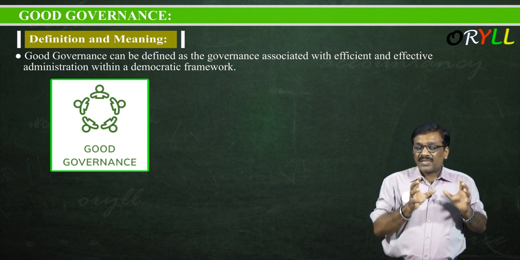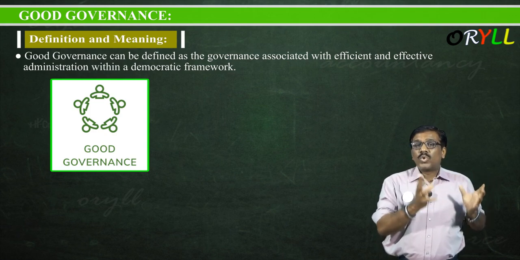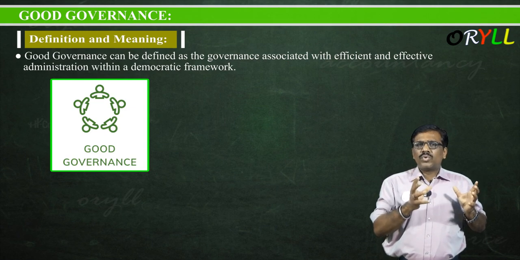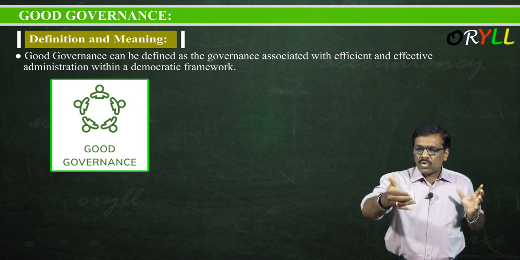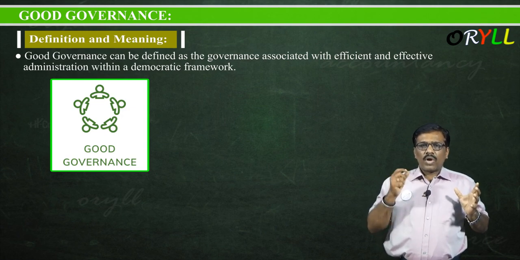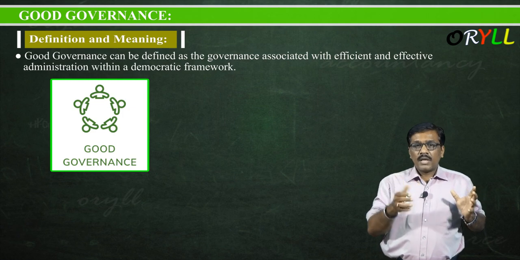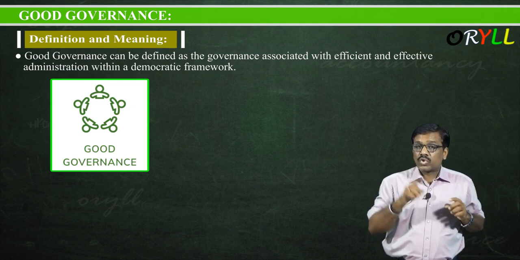See, for example, if it's not a democracy, if you take China or any other country where there is no democracy, it is easy to implement any policy because there is no people's resistance. Whatever the head says, that goes on. Understand? But here in a democratic framework, you should not hurt anyone.